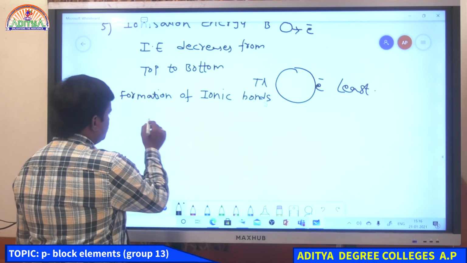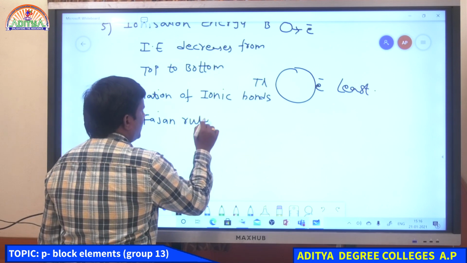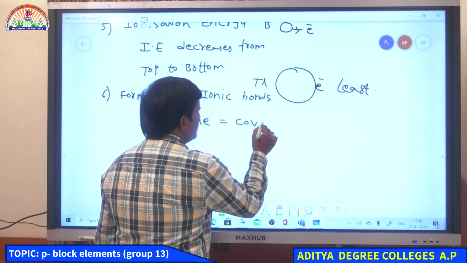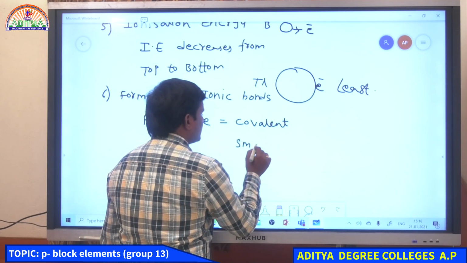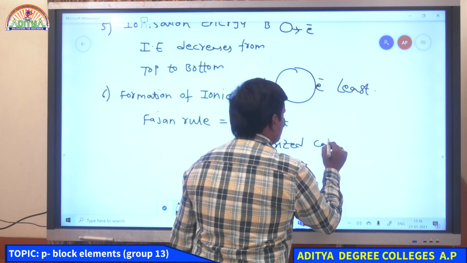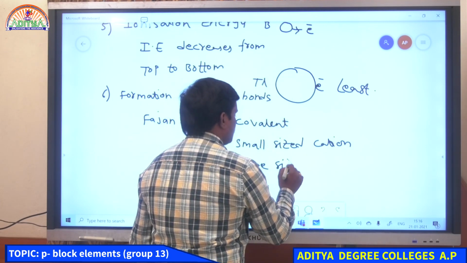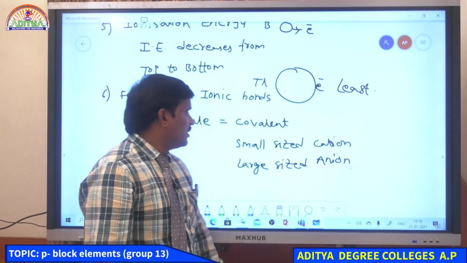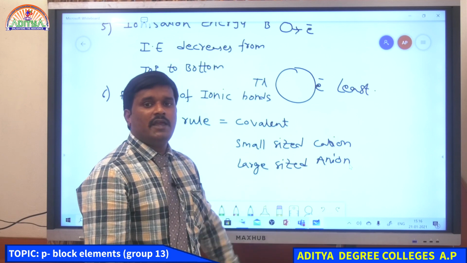So according to Fajan's rule, what is this rule? Fajan's rule in your chemical bonding in your intermediate. According to Fajan's rule, a covalent bond always takes place in an ionic compound in which small sized cation and large sized anion. So this is the condition for formation of a covalent bond. If the cation size is small and anion size is large, then it forms a covalent bond.